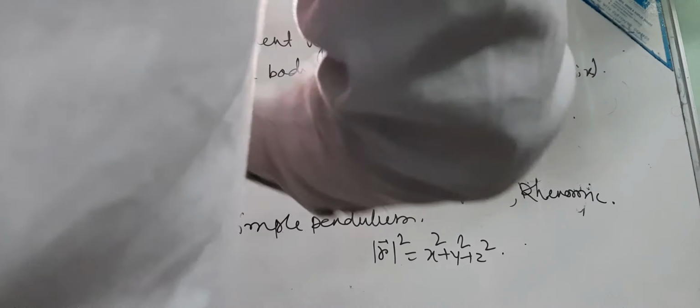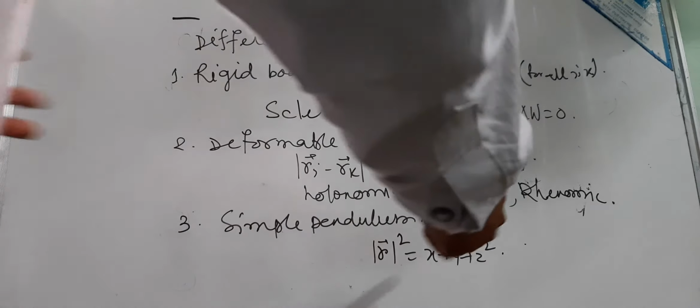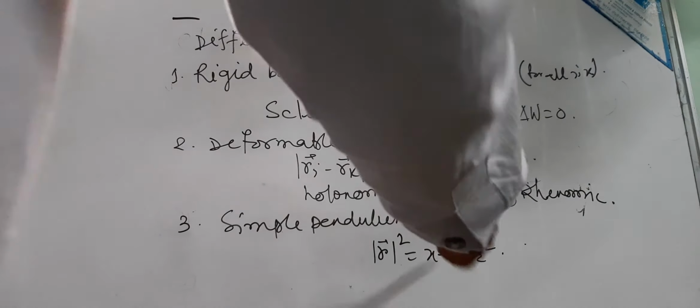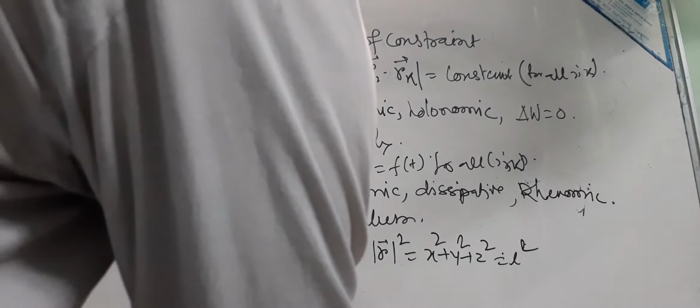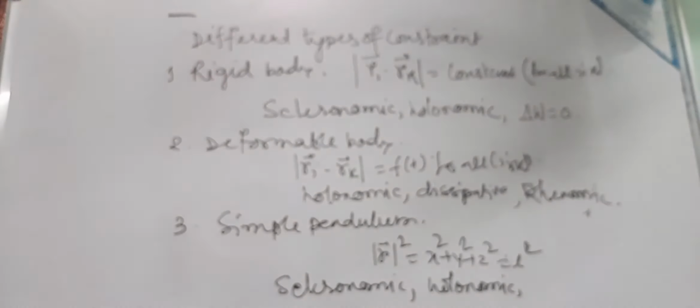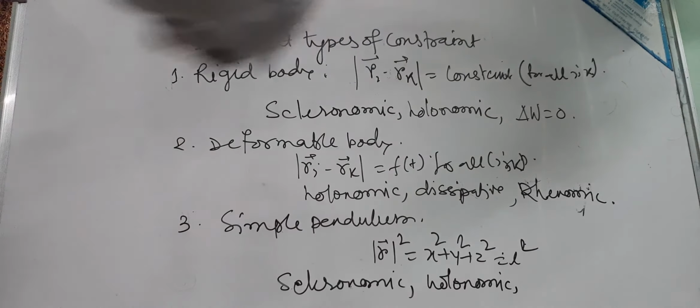So the distance between the point of suspension and the point of oscillation in the case of the simple pendulum is the length of the pendulum, and that is equal to, in Cartesian coordinates, x squared plus y squared plus z squared, which equals L squared. So firstly it is scleronomic, and then it is holonomic, because we are able to express it in the form of an equation. And scleronomic means it does not depend explicitly on time.